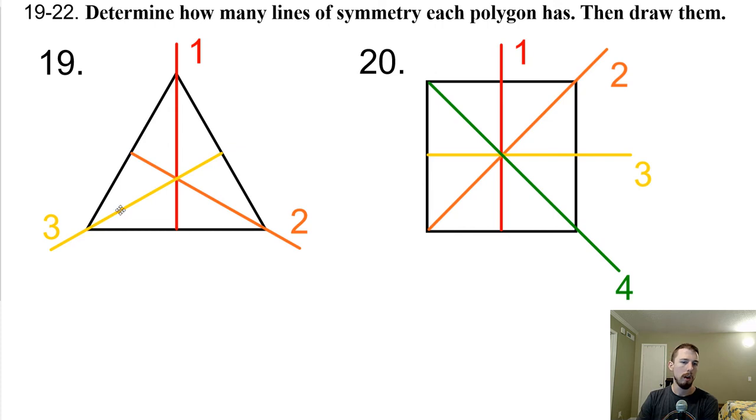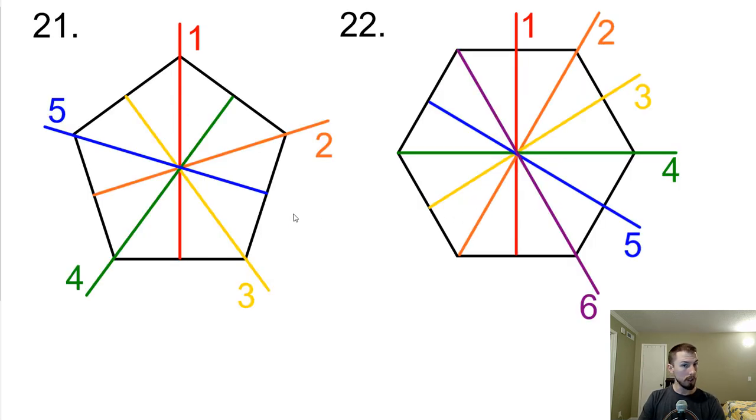So on an equilateral triangle, we have 3 lines of symmetry. On a square, which is a regular quadrilateral, we have 4. On a pentagon, oops, spoilers. Well, that saves me from having to click a lot, right? So we have 5, and then on a hexagon, we have 6. Do you notice a pattern?